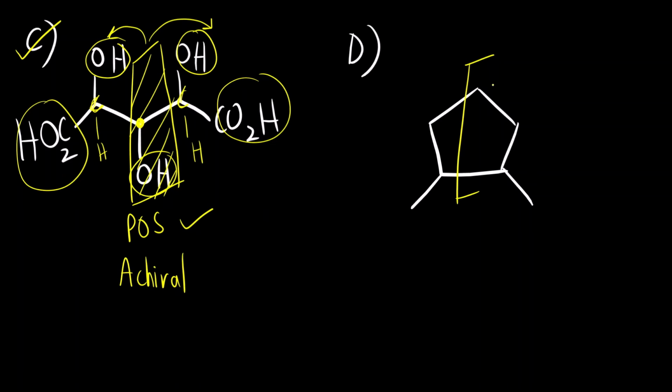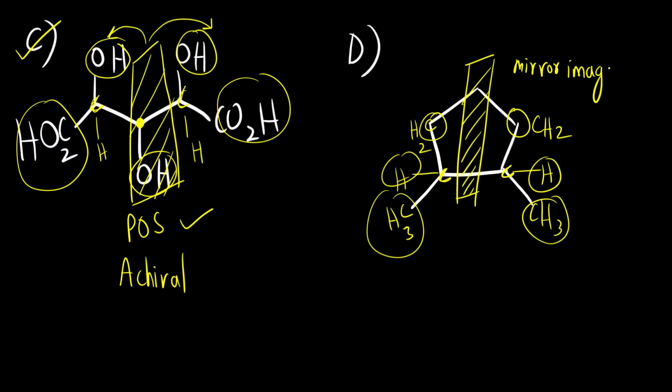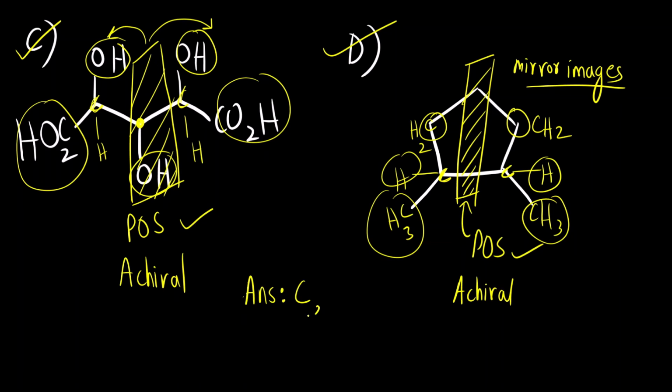Now let us see the last one. Here if I draw this plane, let us see whether this is a mirror image or not. Here there is CH2, CH2, carbon, carbon, CH3, and one hydrogen. You can see both the halves are mirror images of each other, so this is also a plane of symmetry. So a plane of symmetry is present and this is also going to be achiral. So the correct options are C and D.